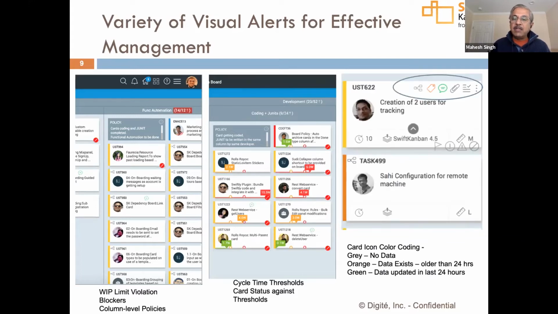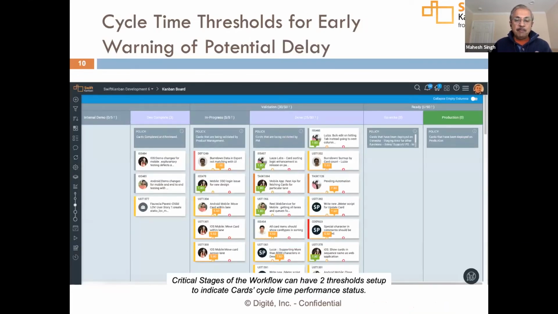And then at the individual card level, we have other types of visual alerts to show you whether cards belong to a particular class of service, whether they have certain data against them, whether they are aging, or they're not getting attention that they need to get in terms of the context of the work that you're doing. I talked a little bit about the cycle time threshold. It gives you that early alert capability that you can turn on and off, so you don't have to have a very cluttered view of the board.